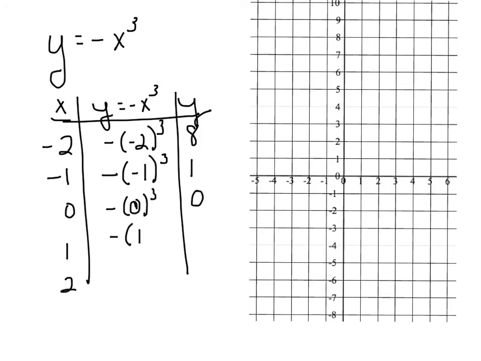I plug in +1. That's going to give me 1 to the third power, which is 1 times negative, which is -1. I plug in 2, and I'm going to get -8. So if I graph these, -2, 8, -1, 1, 0, 0, 1, -1, 2, -8, your graph is going to look something like this. We put arrows at the end, and you have a nonlinear function.